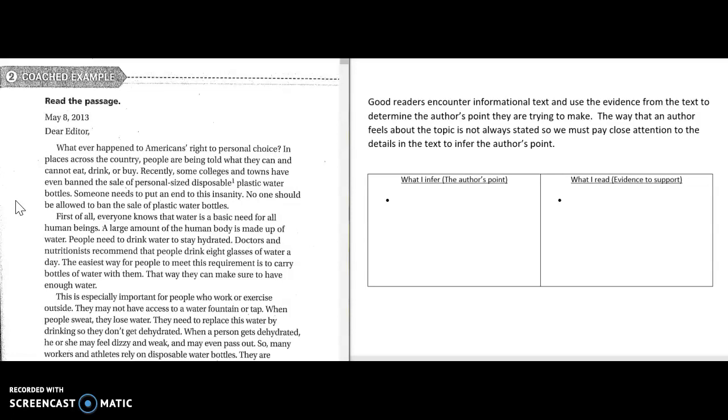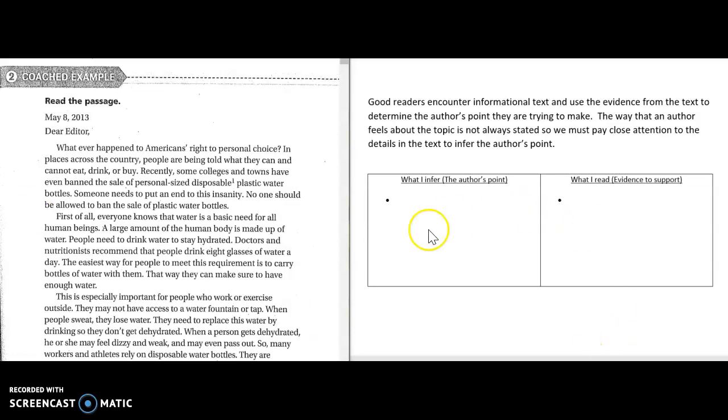Authors write this really great informational text or nonfiction text, but we as readers have to think about what their point is for writing this. Like, what is their reason? What point are they trying to convey or to make? Kind of thinking about how they feel about the topic, right?